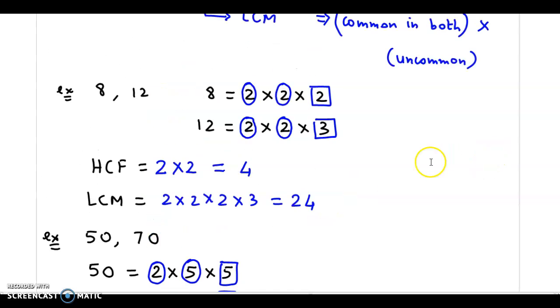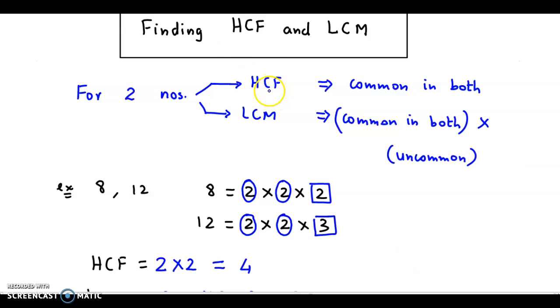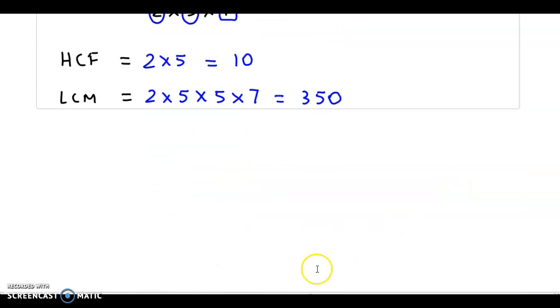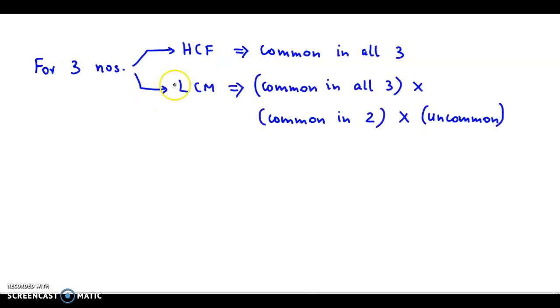Okay, so please remember for two terms, HCF is nothing but the product of the common factors that are common in both, and for LCM it's common in both into the uncommon factors. Now we proceed to finding the HCF and LCM of three numbers. In this case the HCF would be the product of the factors that are common in all three, and for LCM it's common in all three, common in two of them, and the uncommon factors. Okay, so let's take an example.